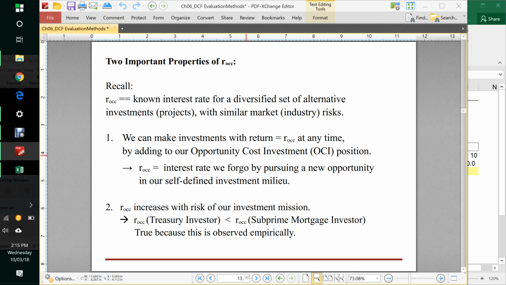Okay, so ROCC, our opportunity cost of capital, has two important properties. We can always make investments with a return of opportunity cost of capital at any time. How does that work? Well, let's say we're interested in investing in development projects.